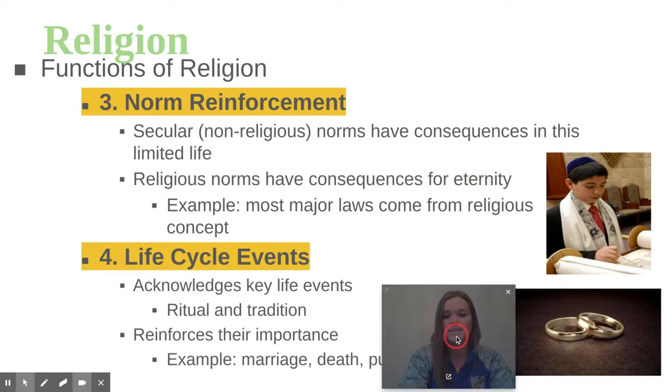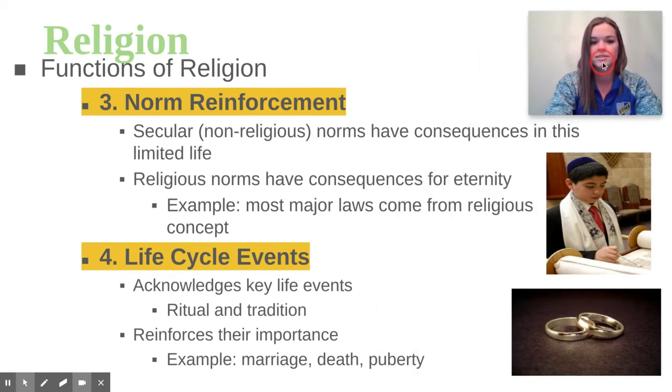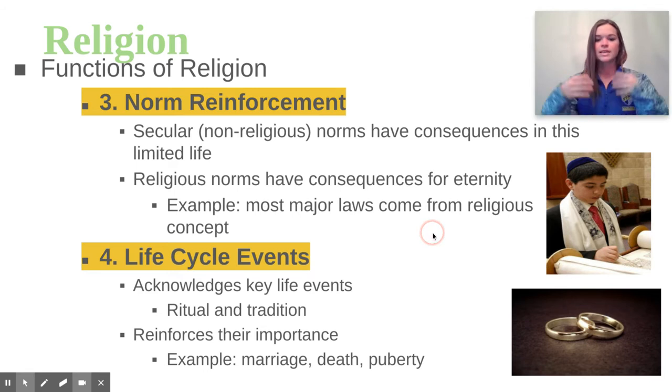The fourth is life cycle events. Okay, life cycle events acknowledges key life events. Those could be rituals and traditions. And religion really reinforces their importance. An example could be marriage, could be death. It could, in some cases, be puberty, right? Quinceañeras and such things. So it reinforces the importance of those key life events. So, norm reinforcement and life cycle events.